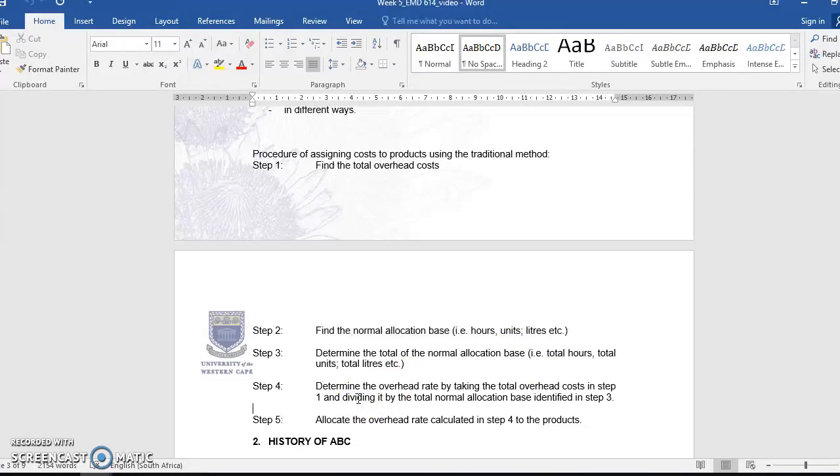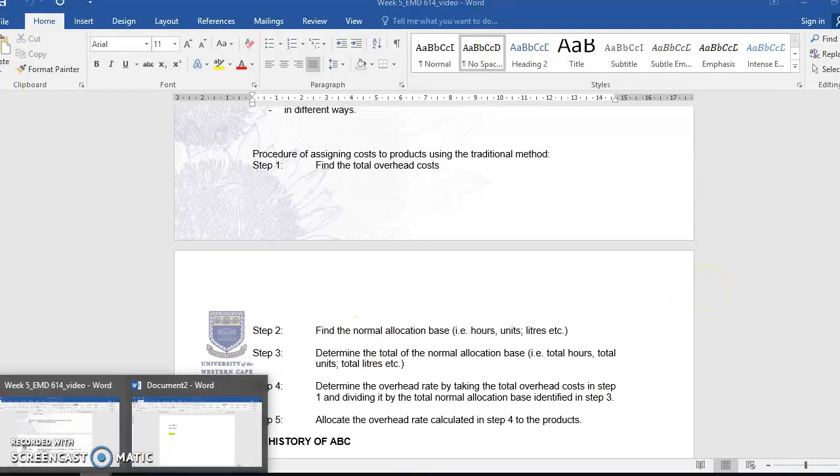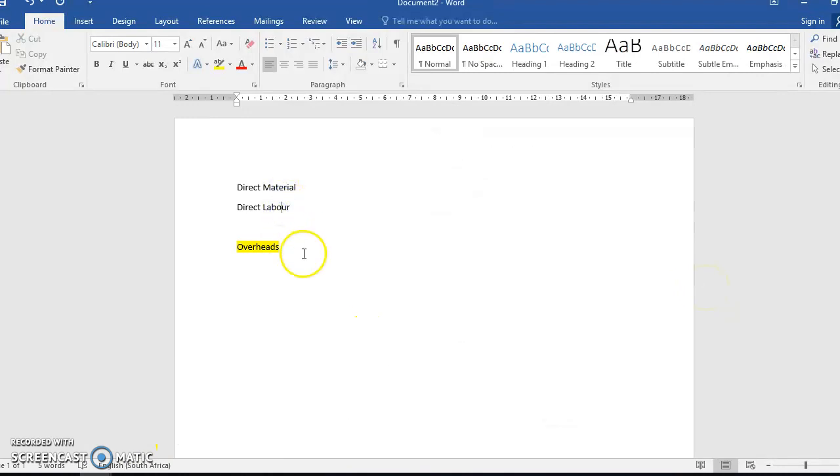Right, then step 4 is we're going to determine the overhead rate by taking that total cost and dividing it by this total normal allocation base. So that's basically the answer to step 1 divided by the answer to step 3. And then we're going to get a rate, and this rate gets allocated to the products that we are producing, because at the end of the day we want to get a product cost. Remember, these costs, direct material, direct labor, and overheads, will all be allocated to product, because we need to know what these products cost us so that we can determine an appropriate selling price.